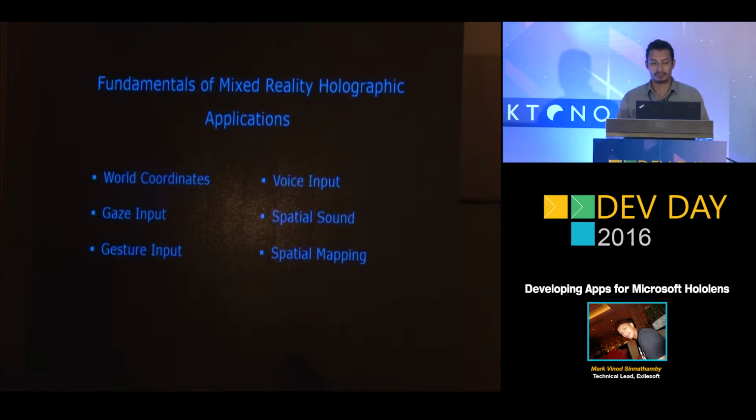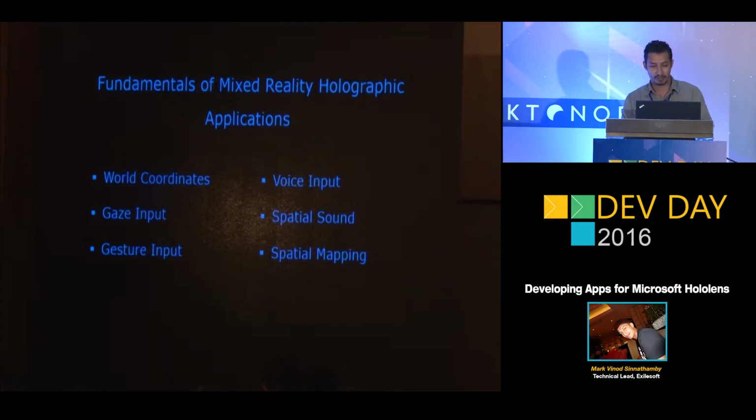And for the purposes of developing for the HoloLens, these are what I would say are the fundamental points that we should look at when we are developing applications for holographic devices such as the HoloLens. So basically, we have world coordinates, we have voice input, gaze input, we have something called spatial sound, and gesture input, which you just saw. There are two types: the air tap and the bloom.